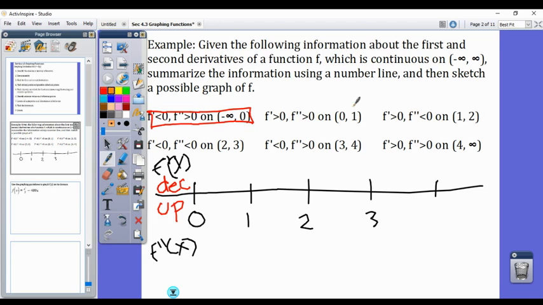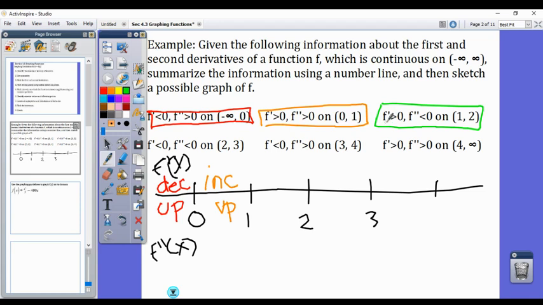So in this case, it is greater than 0 for the first derivative, which means I'm now increasing. And I am still greater than for my second derivative, so I'm still concave up. All right, the third one. Okay, greater than for my first derivative, so I'm still increasing. But now my second derivative is less than 0, which means I'm concave down.